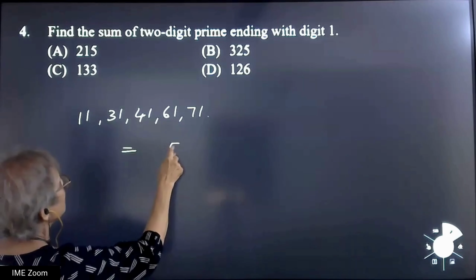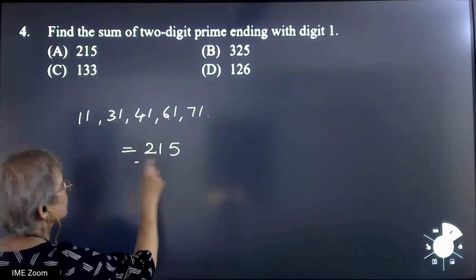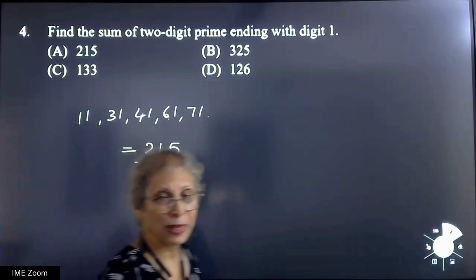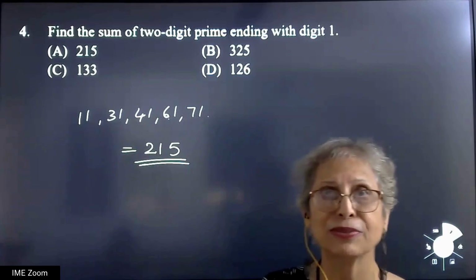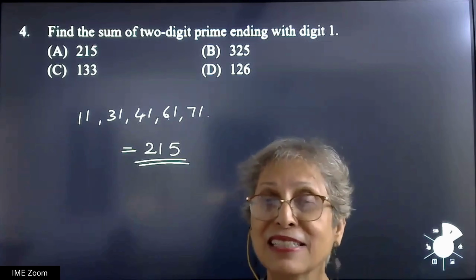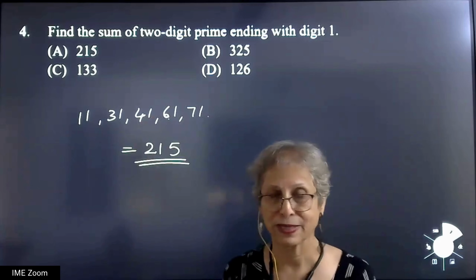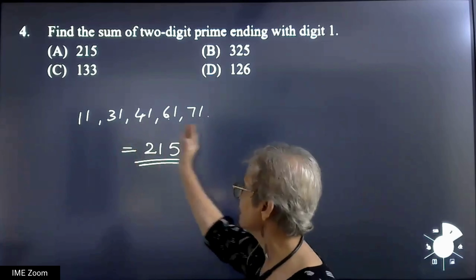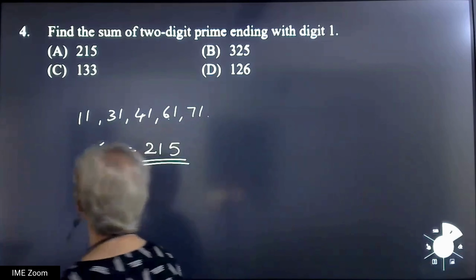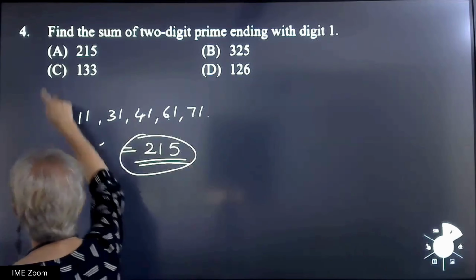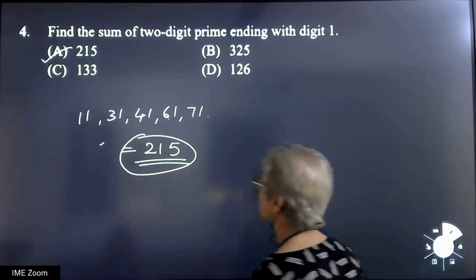So just add them together. It will be 5 in the unit place, then 10, 20, 21. This was a very simple sum, but this is where most of the time you make mistakes: 21, 51, 81, 91 are all not prime. By mistake, if you take them, your answer will go wrong, right? Therefore, remember, these are the 5 numbers ending with 1 which are prime. So here the answer is 215, that is A. Let us move to the next question.